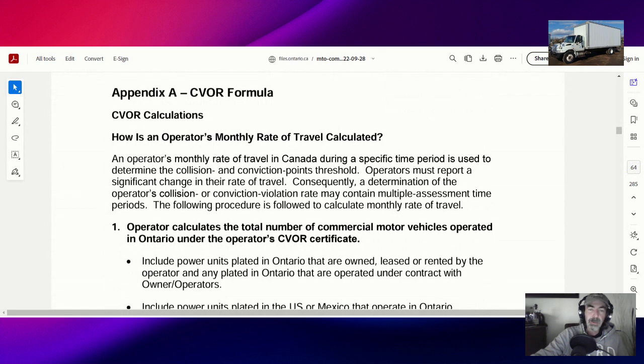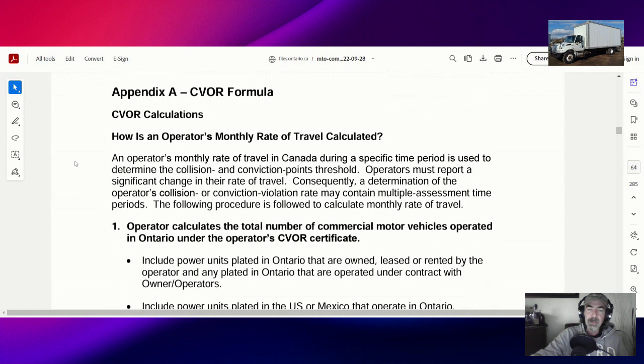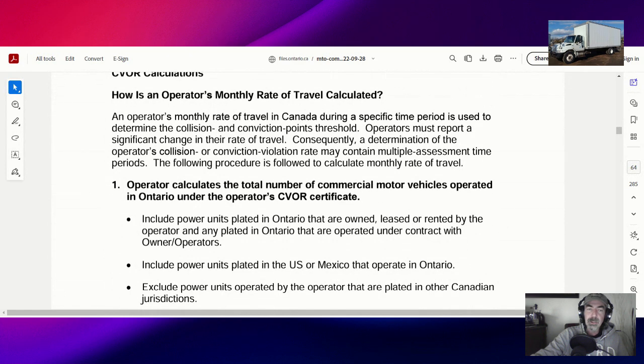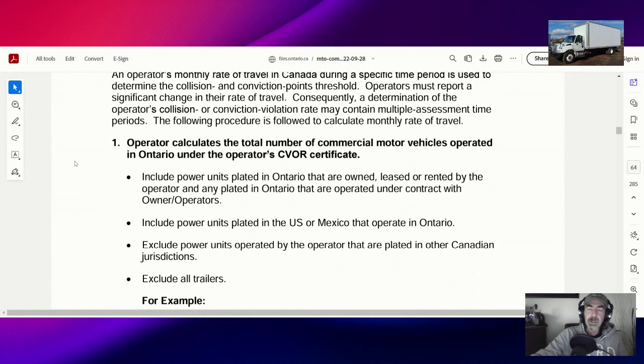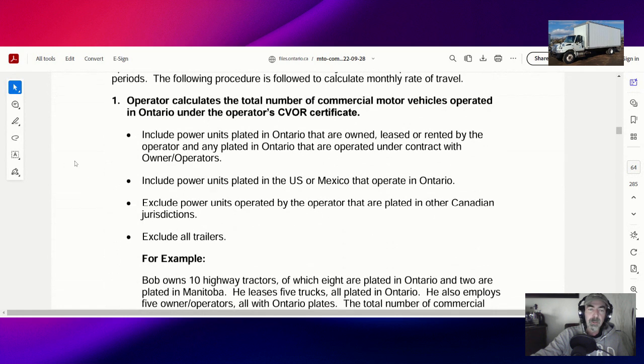An operator's monthly rate of travel in Canada during a specific time period is used to determine the collision and conviction points threshold. Operators must report a significant change in their rate of travel. Consequently, a determination of the operator's collision or conviction violation rate may contain multiple assessment time periods. The following procedure is followed to calculate monthly rate of travel.